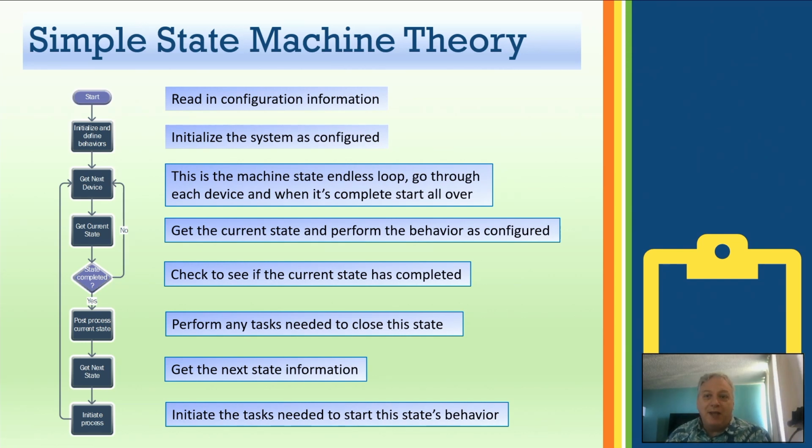We find out what the next state is, and if it's time to complete the current state and move on to the next one, we're going to perform the task needed to close that current state and then move to the next state. And then after that, we complete the task and move on to the next state.